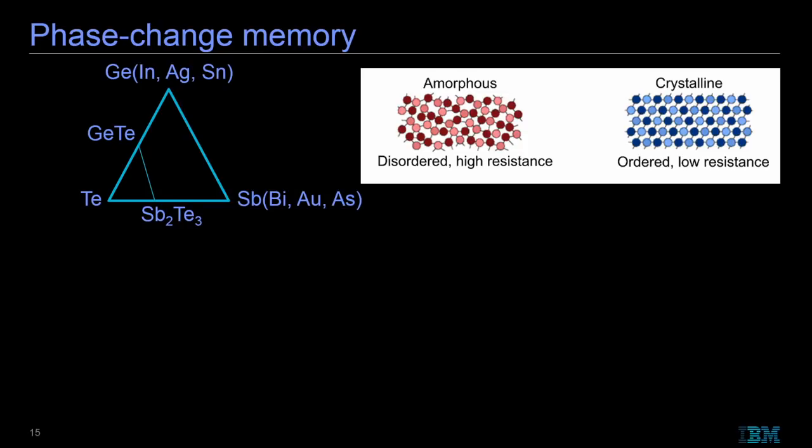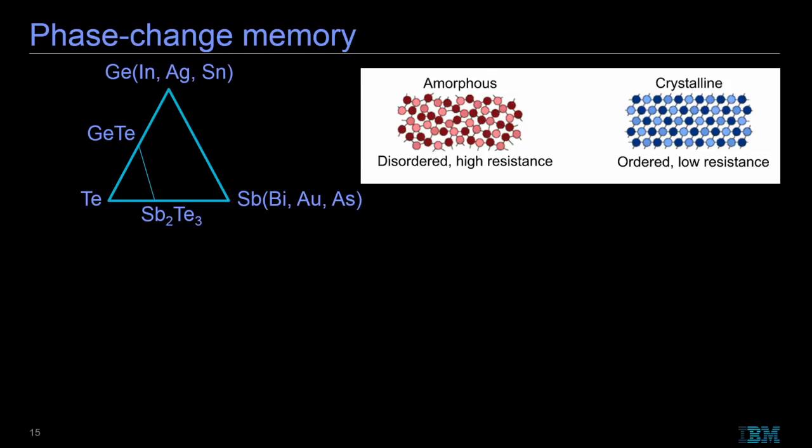So phase change memory is one such resistive memory device. By the way, this type of memory is called resistive memory because you are deciphering the stored information, which is in terms of the atomic configurations, by the resistance state, right? That's why they're known as resistive memory or memristors or whatever. Phase change memory is one of them.